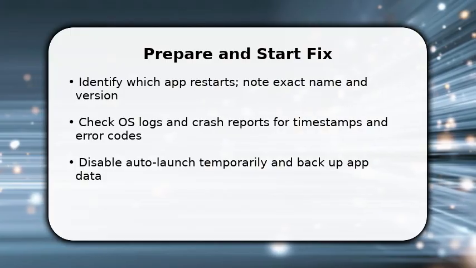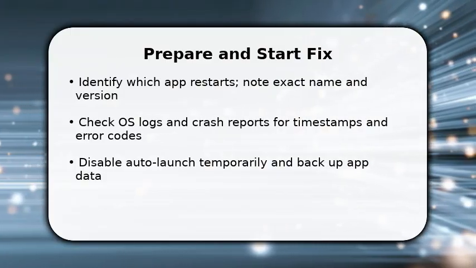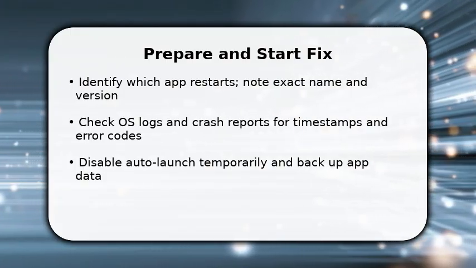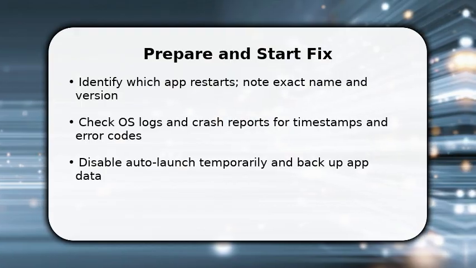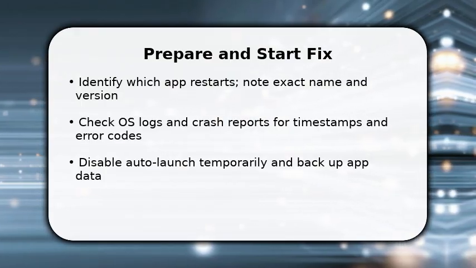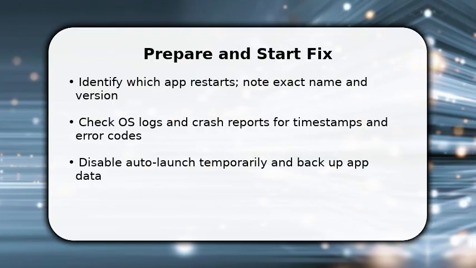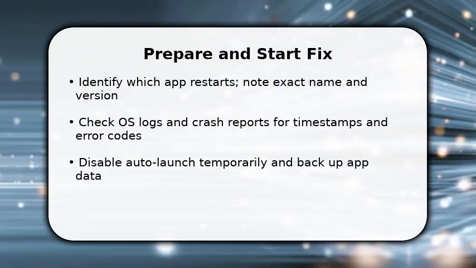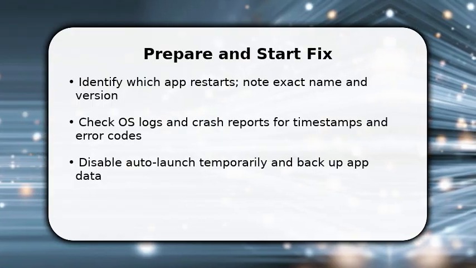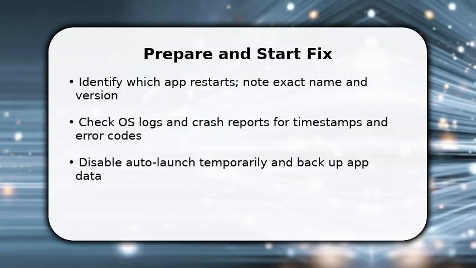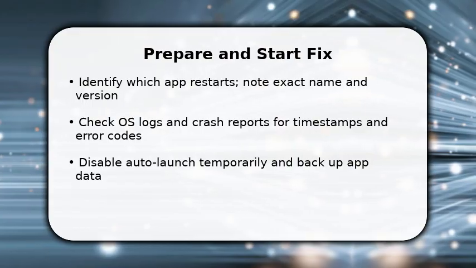You begin by confirming the app identity and gathering quick evidence: logs, crash timestamps, and the app version. Once done, disable auto-launch to stop repeat restarts so you can diagnose without interference. Make sure to back up user data and settings first. This avoids data loss while you change configs.